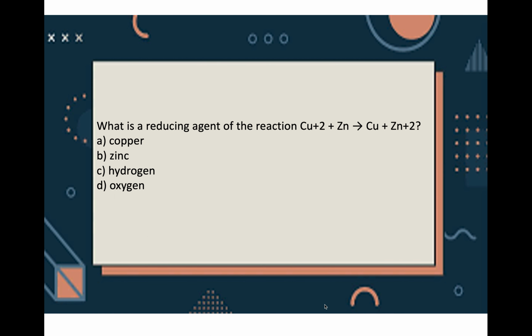Now what is the reducing agent of the reaction? Cu2+ plus Zn gives Cu plus Zn2+. So is it copper, zinc, hydrogen, or oxygen? Correct option is B, zinc.